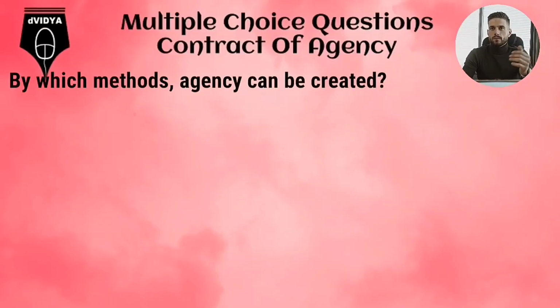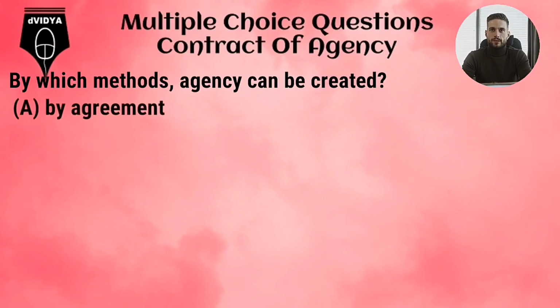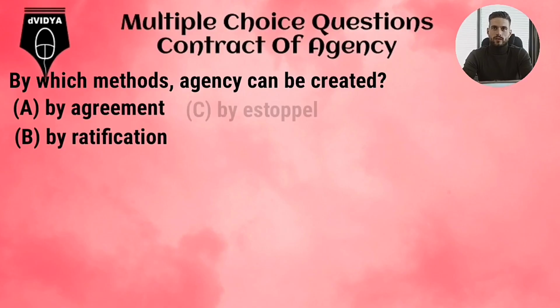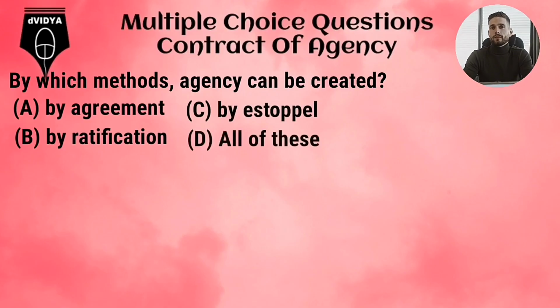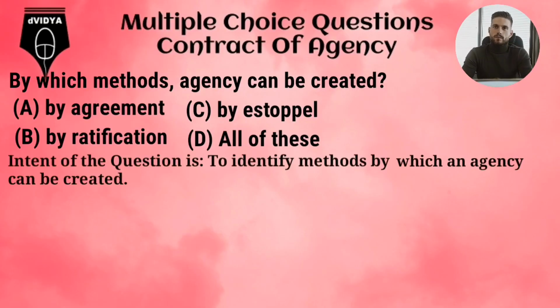By which methods agency can be created? Option A. By agreement. Option B. By ratification. Option C. By estoppel. Option D. All of these. Intent of the question is to identify methods by which an agency can be created.